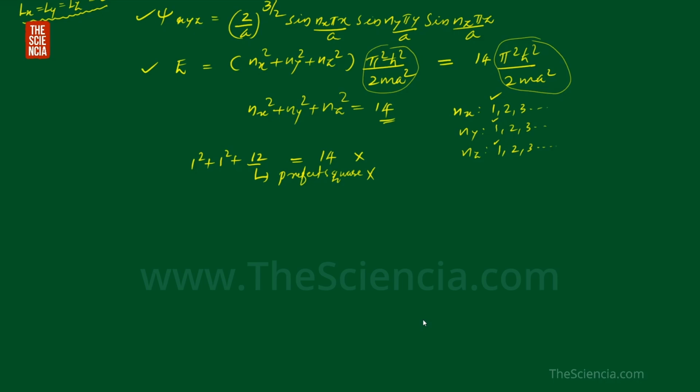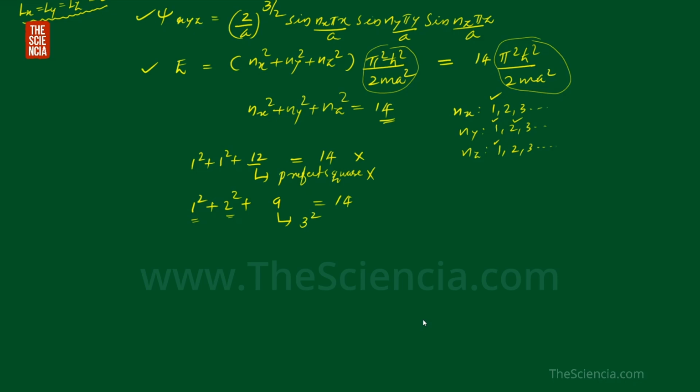Now what is the next combination? I am taking nx as 1 plus I am taking ny as 2, that is 2 square, plus nz square equal to 14. So I am choosing the nz value. So what should be the nz value? Here it is 4, here it is 1, that is 5 is already there. So the remaining value is 9. And see, 9 is nothing but 3 square.